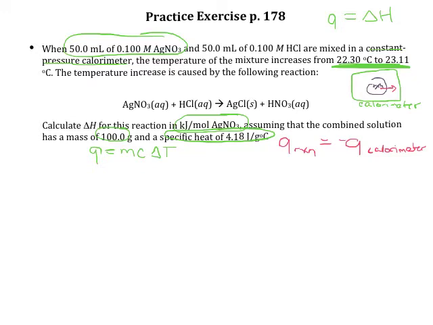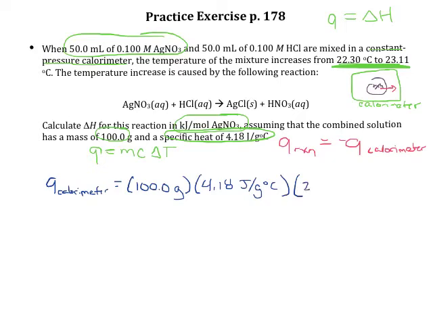So let's first start by figuring out what the Q of the calorimeter is. What is in the calorimeter is going to be the mass of the two liquids that we're mixing together. They're telling us that the combined mass is 100 grams. They told us that the specific heat is 4.18 joules per gram degree C. And they're telling us that the change in temperature is ending with 23.11 degrees C, starting from 22.30 degrees C. Change in temperature is always final minus initial, T final minus T initial. We should always double check to make sure our units cancel out, and we should see that the grams will cancel, the degrees C will cancel, and we'll be left with units of joules, which is what we want.